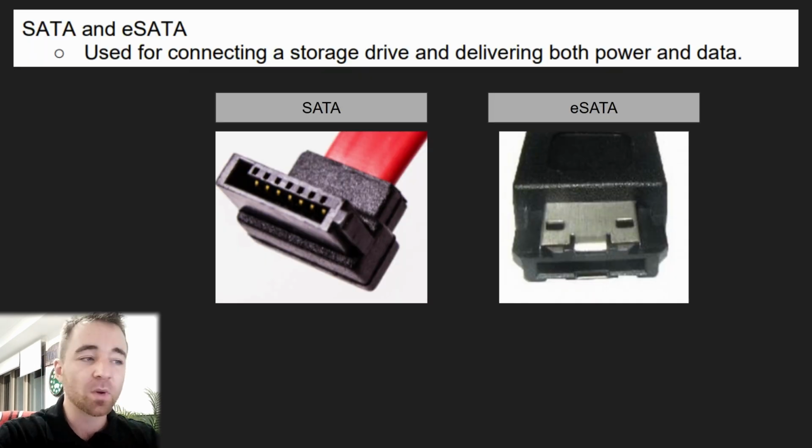SATA and eSATA. I think we went over this in a previous video a little bit, but we'll do it again. This is used for connecting storage drives within computers. Now, SATA is the cable that you use to connect a storage drive if it's an internal drive inside the computer. eSATA is if you're connecting an external drive, a drive that's outside the computer. All right, SATA is inside, eSATA is outside.